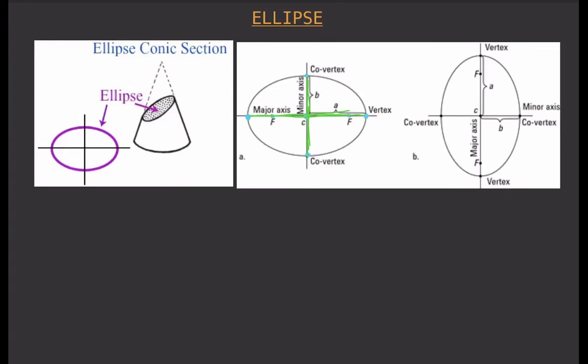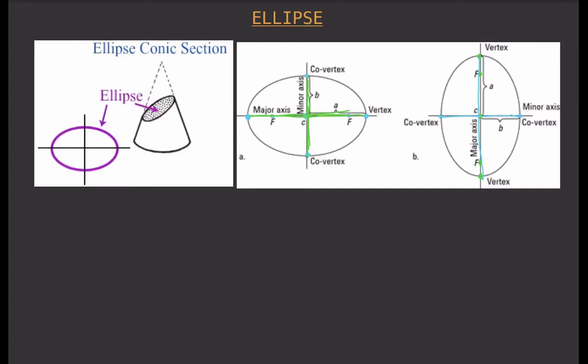Now let's look at this other ellipse. This is oriented vertically. So again, your center, your vertices, and your foci are all on the major axis. This is the major axis, and your co-vertices lie on the minor axis. So these are the parts of an ellipse.